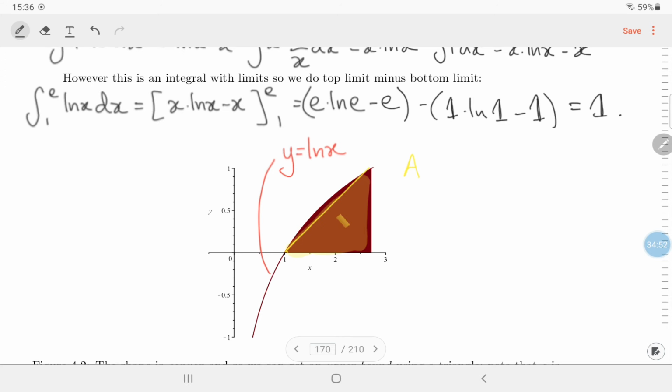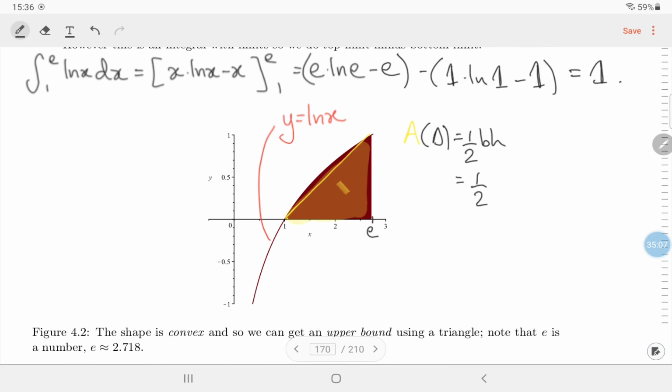So the area of a triangle is half the base by the height. The base is a kind of complicated number. It's going from 1 to e, and e is approximately 2.718. Let's just approximate that to 2.72. So from 1 to 2.72, this is rough, it's just an approximation. That's 1.72 times, now the height of it will be 1.